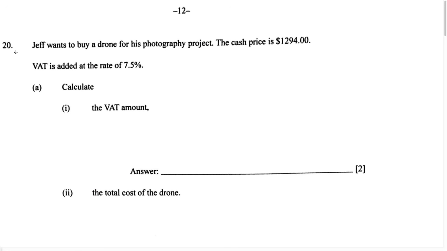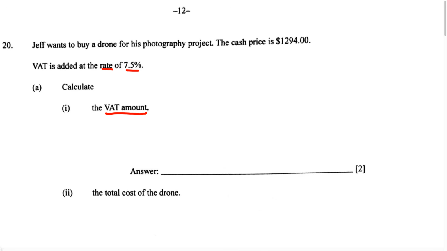Okay, let's do number 20. It says Jeff wants to buy a drone for his photography project. The cash price is going to be $1,294.00. VAT is added at the rate of 7.5%. Part A. Calculate, the first part of A, the VAT amount. So they want us to find the amount of VAT that Jeff is going to have to pay on this drone. Now to calculate VAT, we're going to have to use the rate, which is going to be 7.5%.